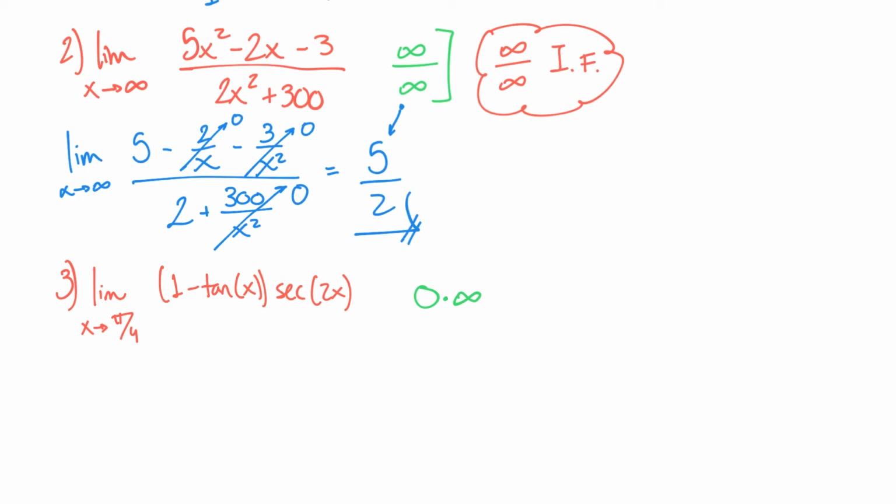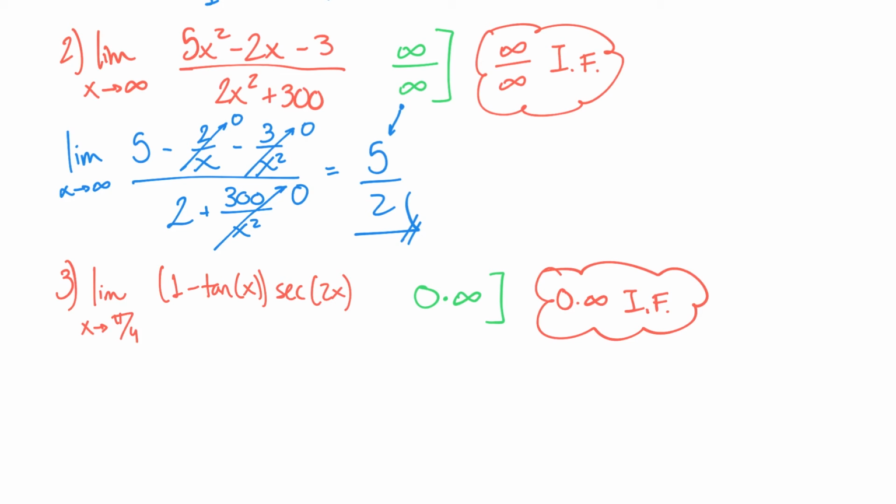So who wins? Is it going to end up being 0? Is it going to end up being infinity? Is it going to end up being something in between? We don't know. So this is an issue. There's going to be a 0 times infinity indeterminate form. You can see a pattern here.